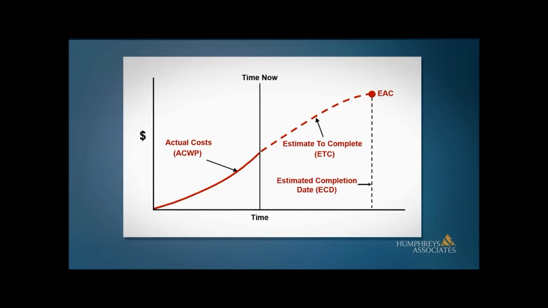There's a tendency to get these two terms, estimate at complete and estimate to complete, confused. The point of the exercise is to determine what remains to be done and then create an estimate to perform that work, just as was done at the beginning of the project. And, of course, once the estimate to complete, ETC, is determined, that is added to what has already been spent, ACWP, to get the EAC.